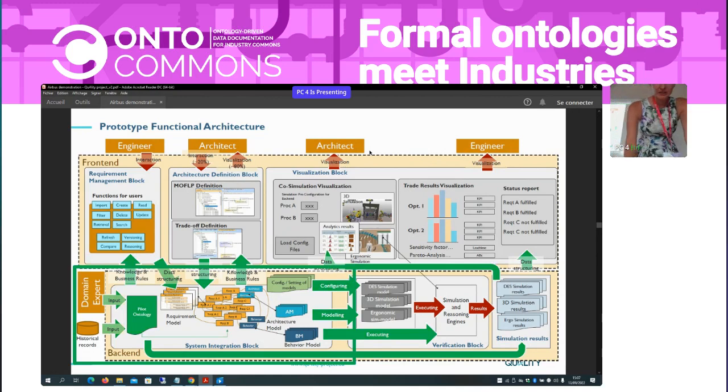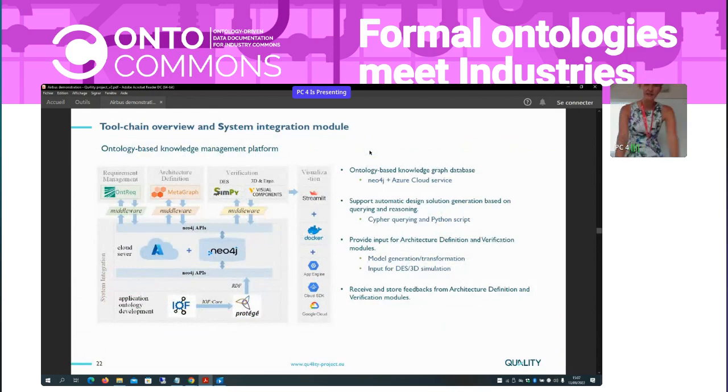Yeah. So then, starting from the backend, the semantic integration block. In order to understand this block, first we need to see the tool chain. The requirement management block was supported by a solution called OnRack that will be connected through the middleware to the semantic integration block. The architecture definition was supported by MetaGraph. Same with the middleware, we have a connection with the semantic integration. For verification, discrete event simulations were run in Symphony, and 3D simulation in Visual Components. And then the visualization used different commercial solutions.